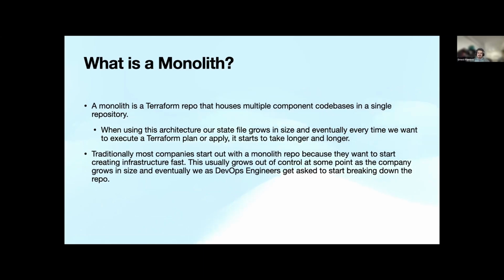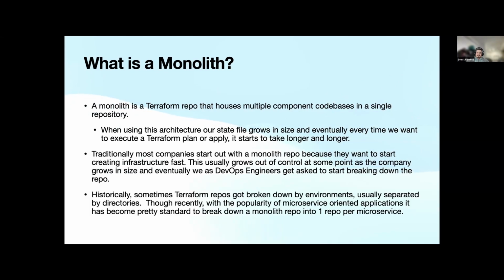Traditionally, most companies start out with a mono repo or a monolith. This is because they're trying to get started creating infrastructure fast. Like when you're a startup, you want to get off the ground as soon as possible. You might not even be a DevOps engineer, and you might get asked to write Terraform code. So for the most part, when a company is getting started with Terraform, they're going to go with the monolith repository structure, at least if they've been using Terraform for a while. Modern Terraform kind of says not to do this, but you'll probably still run into this everywhere.